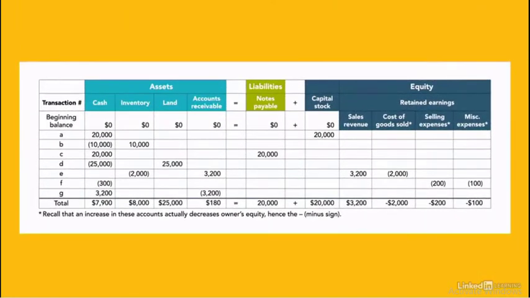Now, the effect of all these transactions can be visualized using a spreadsheet format as seen here. Note that the balances are exactly the same, whether using a T account or using the spreadsheet. If we were to take a moment and add up all the account balances, we would find that our asset accounts total $40,900. Our liability accounts total $20,000. And our owner's equity accounts total $20,900. Good news, the accounting equation still balances.